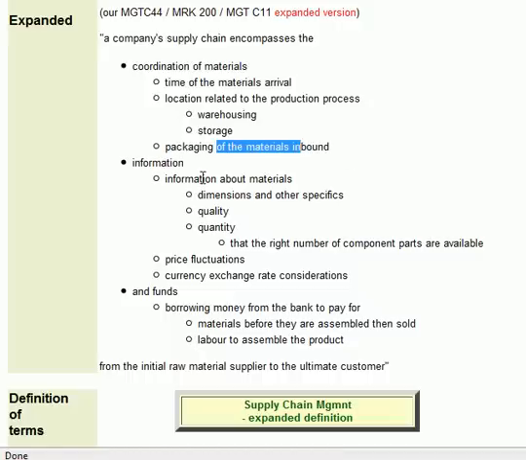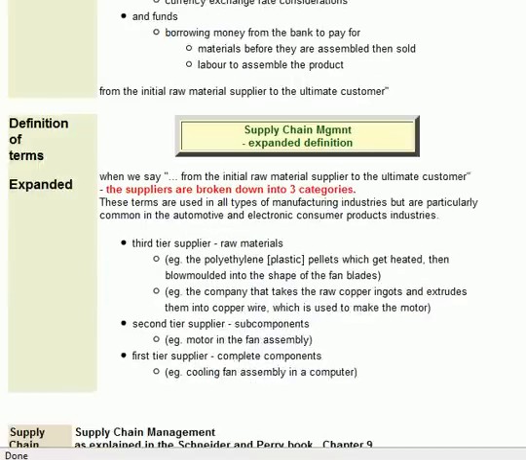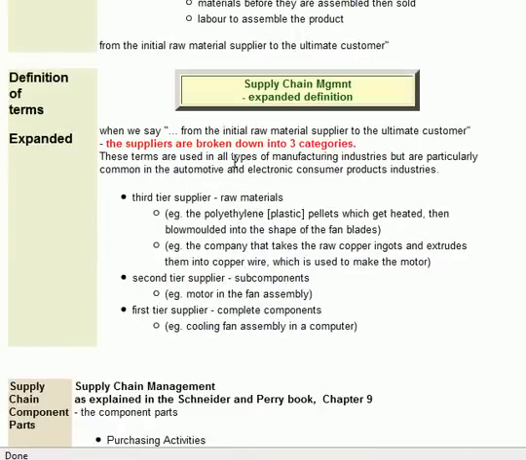We also have to deal with information about the materials. You've got dimensions, quality, quantity, that the right quantity of materials is in a particular location, and price fluctuations. Particularly when you're dealing with electronic products that have component parts from literally all over the world from their specialty factories, you have to factor in currency exchange rate fluctuations of up to 3, 4, 5 different currencies. And of course you've also got the monetary considerations where you're borrowing money from the bank to pay for all of this.